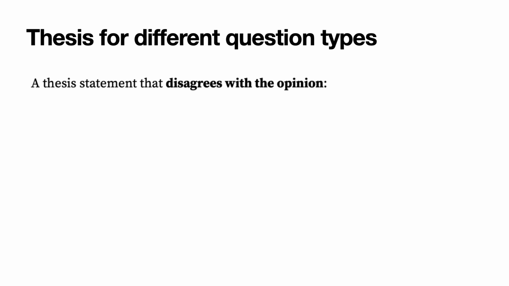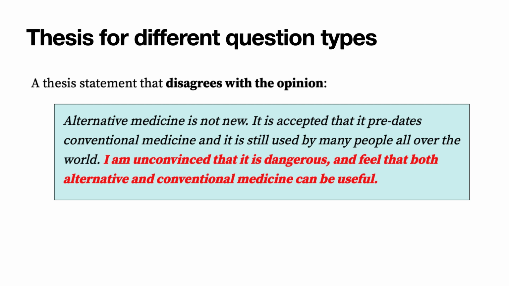Let's look at one that disagrees with the opinion. So we've got the same facts at the beginning, but then we have I am unconvinced that it is dangerous and feel that both alternative and conventional medicine can be useful. So in this case, the writer thinks that both can be used together.